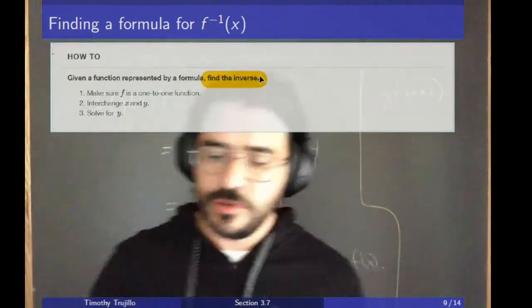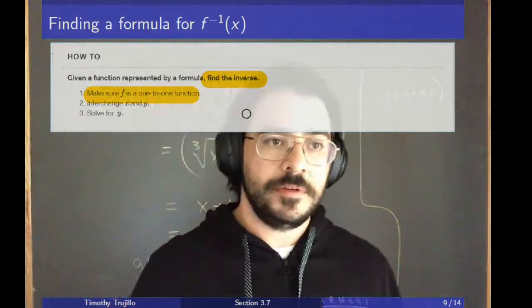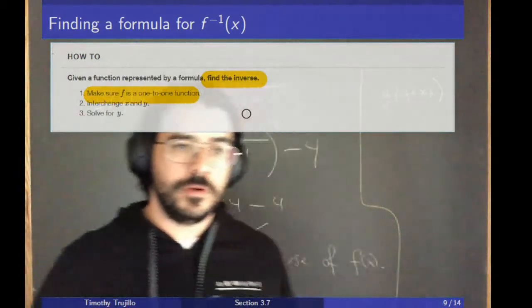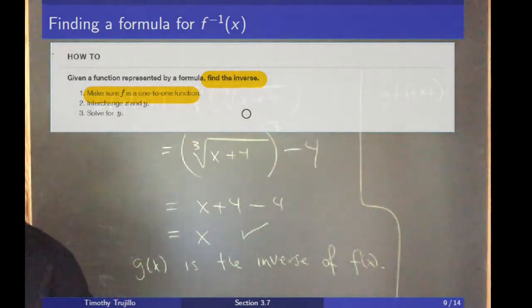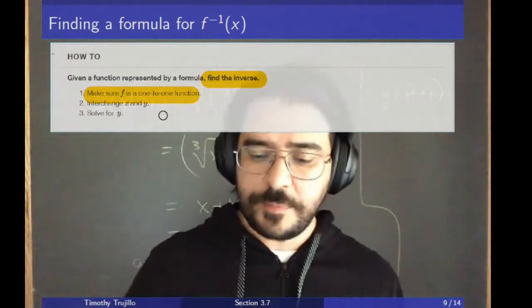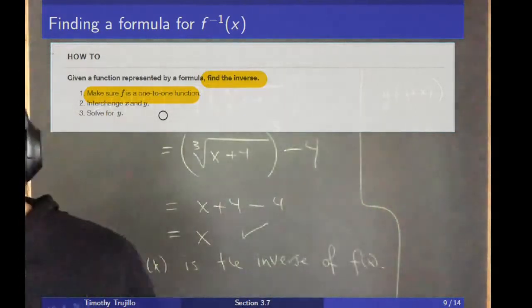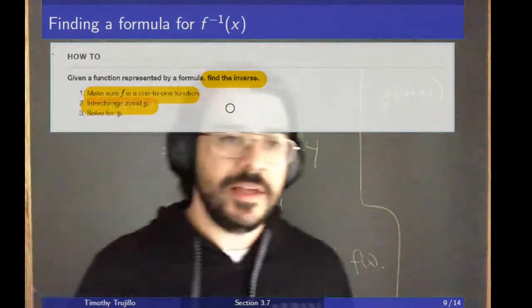The first thing that you should do is make sure that it's one-to-one, because if it's not one-to-one, you're doomed to fail immediately. There is no inverse if you're not one-to-one, and so you won't be able to find a formula for it. So you need to make sure that the problem's telling you that it's one-to-one or that you believe that it's one-to-one. The next two steps are different from what you'll find in the textbook. The textbook swaps step 2 and 3, but I'm going to do it in this order because this is how I think about it. The first thing that I do is interchange x and y in the formula.